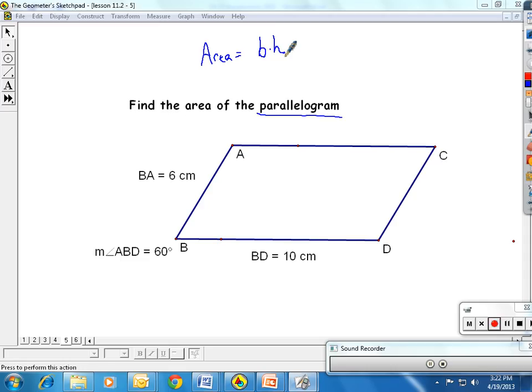So immediately we're hunting to find a base. Well, perhaps BD can be my base. Next I'm looking for my height. 6 is not my height. It's a common mistake students will make, is they'll take 10 and multiply by 6 and get 60 centimeters squared and be on their merry way, and it is incorrect. 6 is not a height. 6 is this side. What is the height? The height is this distance here.